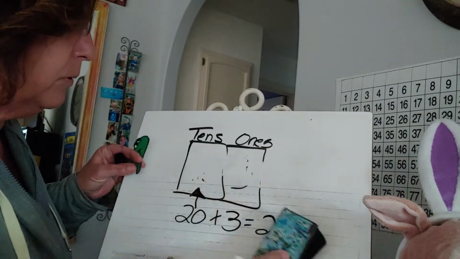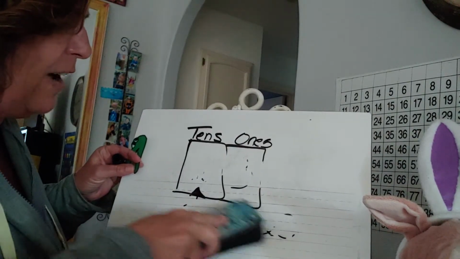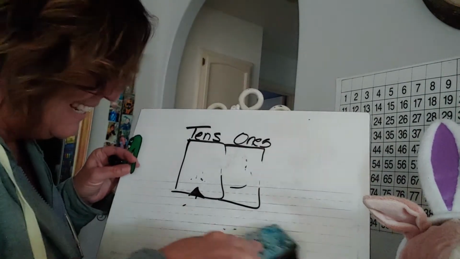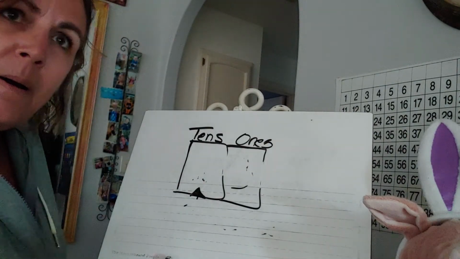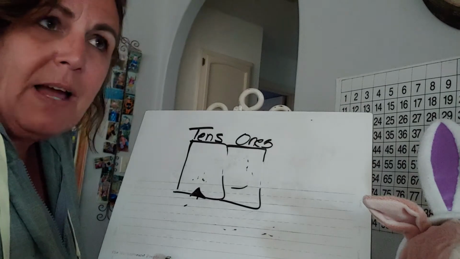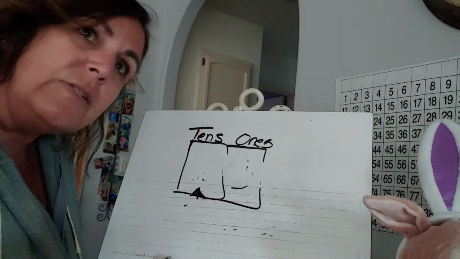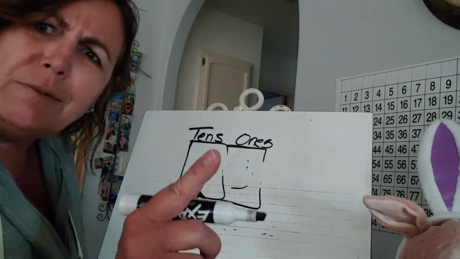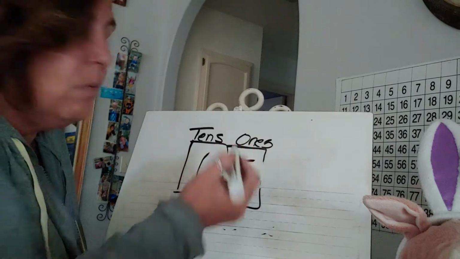Okay, so let's do another number. I think somebody said 65. I can hear you so well. Okay, so the number 65. How many tens are in 65 and how many ones are in the number 65? Think about that. You're right. There are 6 tens and 5 ones.